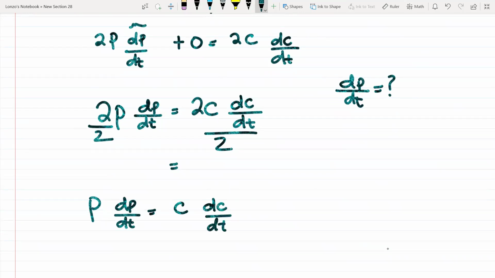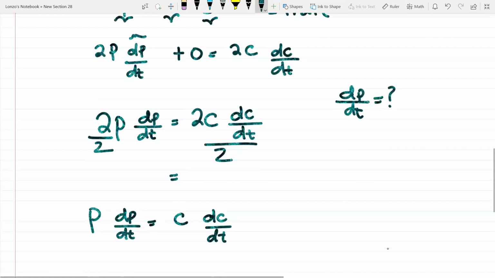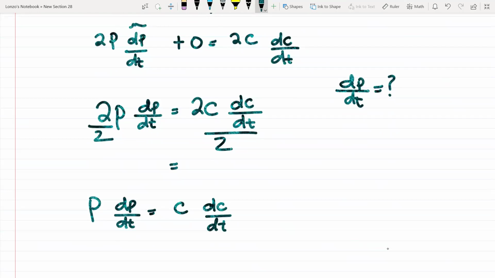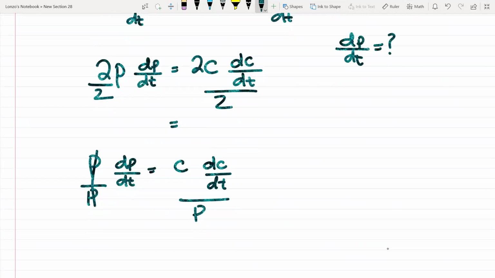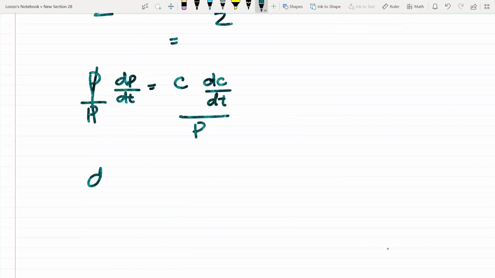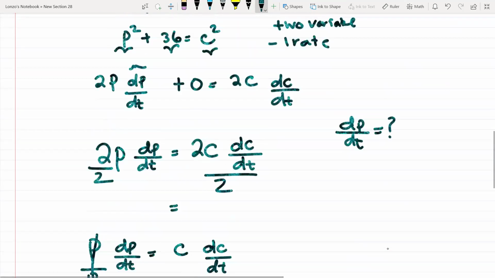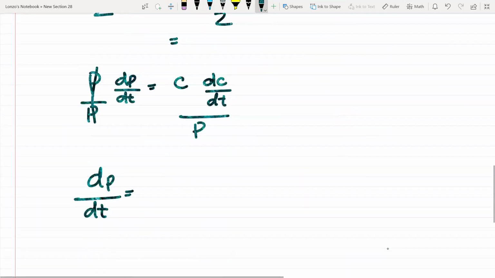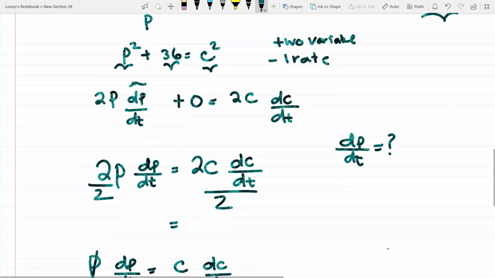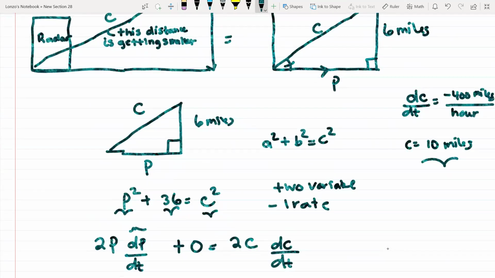Okay, and then what else? We've got to solve for dp/dt. So I have to get rid of this p. I'm going to divide both sides by p. This cancels, and then you're left with dp/dt. And then we can plug in c as 10 miles. Careful with the units, make sure you bring down your units. So this is 10 miles, and then we can replace dc/dt with negative 400 miles per hour.